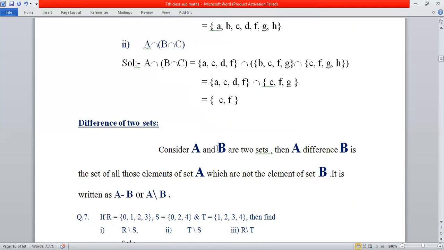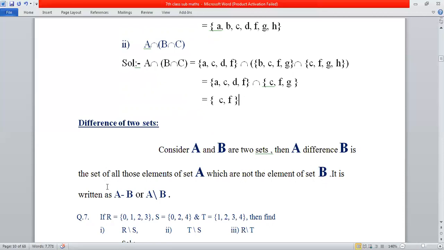Consider A and B are two sets. Then A difference B is the set of all those elements of set A which are not elements of set B. That means all the elements which are present in A will come in the answer set if they are not present in B.